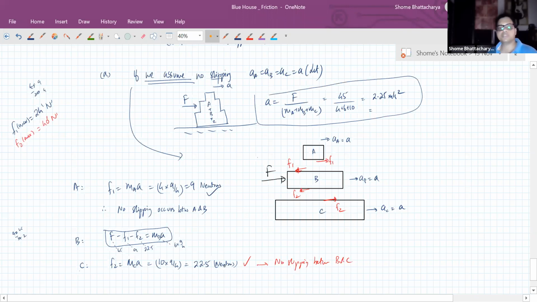Okay, so now we can see that my assumption is correct. Therefore, the assumption of no slipping is true. Okay, and the magnitude of acceleration of A is equal to B is equal to C is equal to, in fact, 2.25 meters per second square.